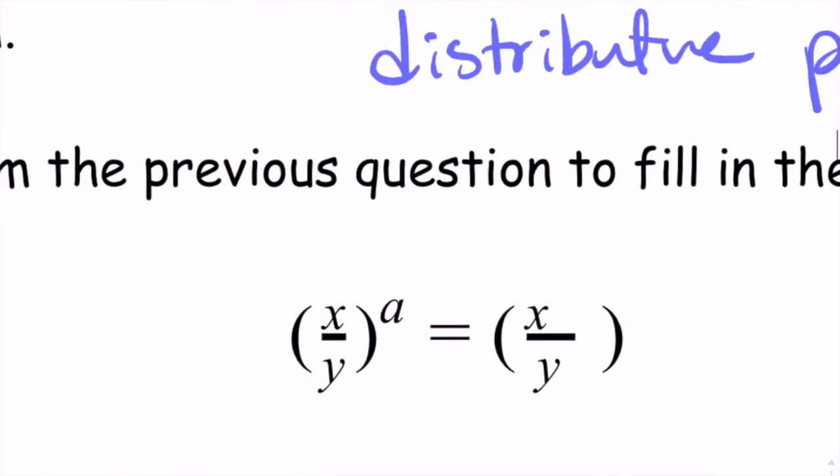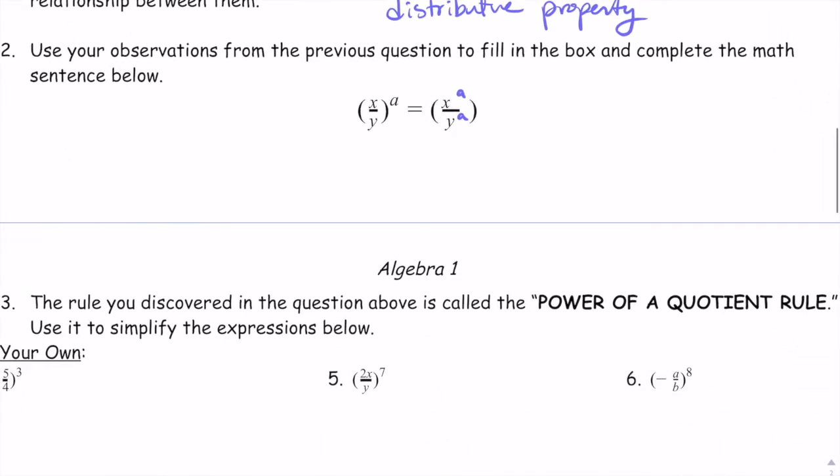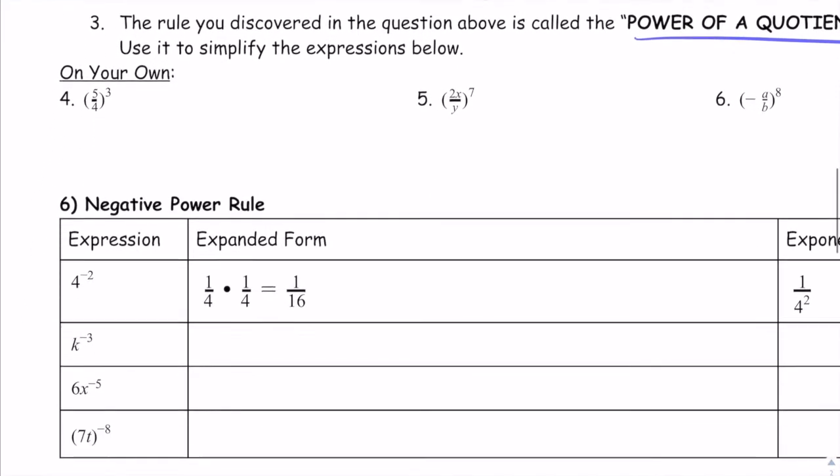Okay, so if I were to have this, it'd be x to the a over y to the a. All right, this is called the power of a quotient rule. So why don't you guys try it on your own, and then we'll go into the second to last rule.